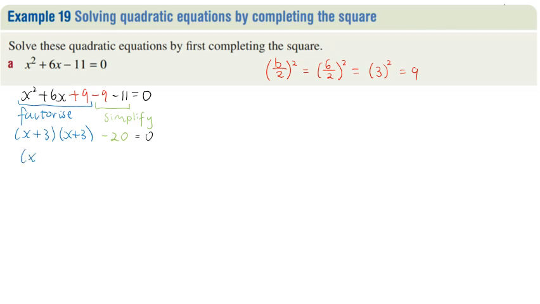So I've got the two brackets, x plus 3 squared minus 20 equals 0. Then I factorize using dots. So I've got, in the first bracket, x plus 3 plus the square root of 20. And the next bracket is x plus 3 minus the square root of 20 equals 0. Now what I'm going to do is use the null factor law.